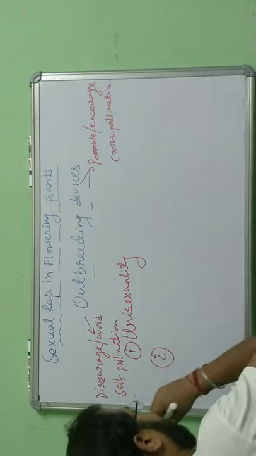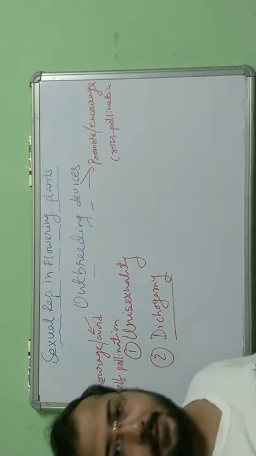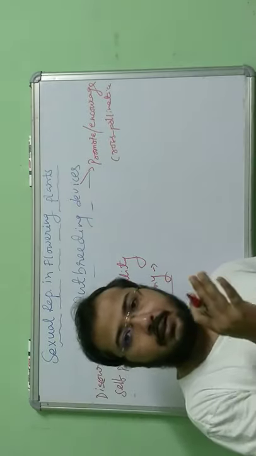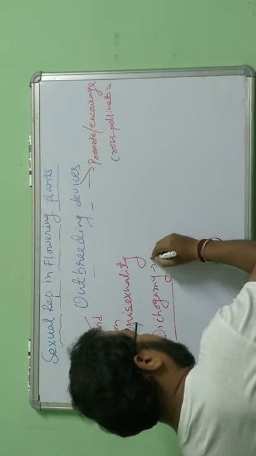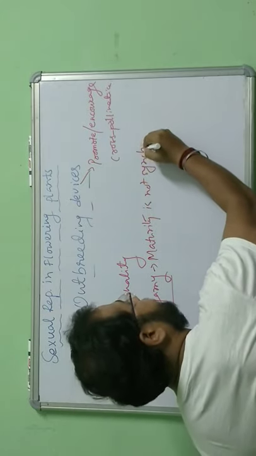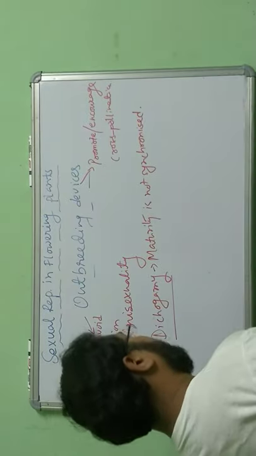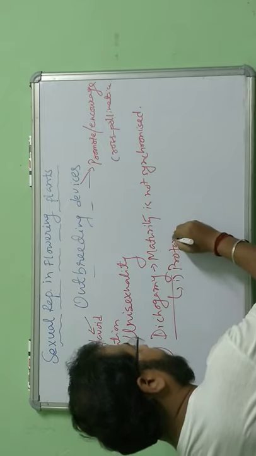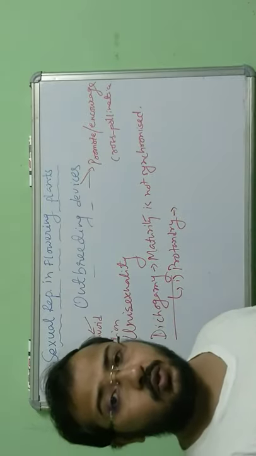Second point, dichogamy. The meaning of dichogamy is that the maturity of the anther and the stigma is not synchronized. Now what does this mean? It is of two different types. Let me explain. Number one, protandry. What is the meaning of this? Protandry means when the anther matures earlier than the stigma.